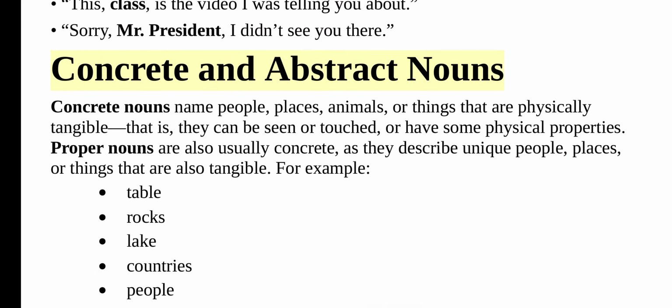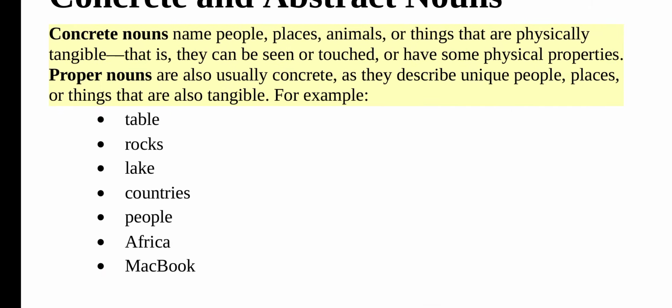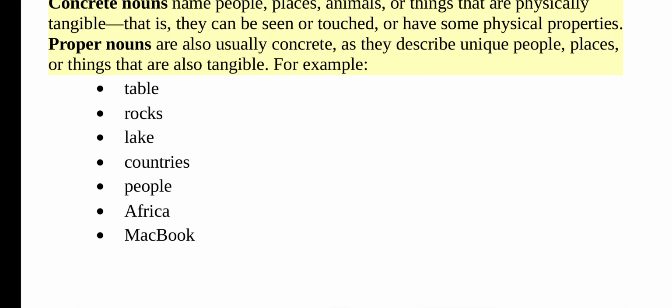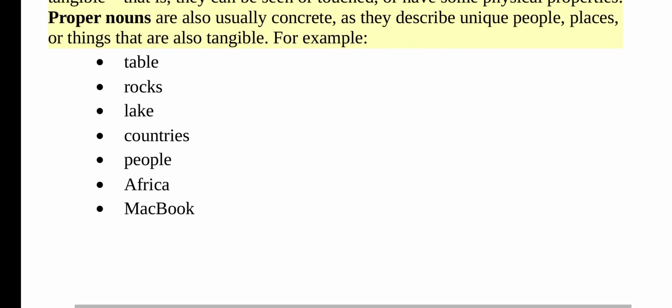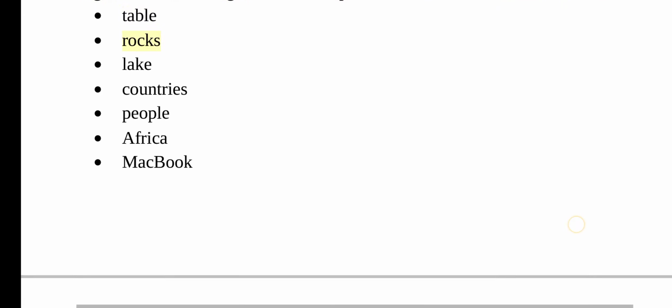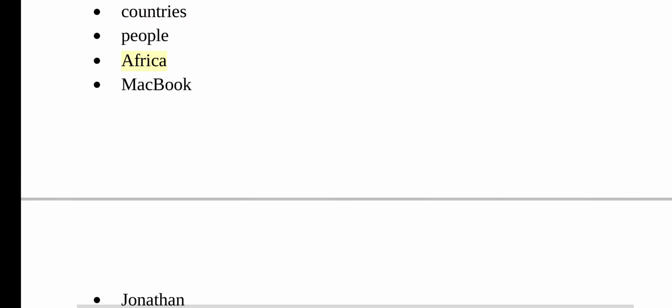Concrete and abstract nouns. Concrete nouns name people, places, animals, or things that are physically tangible. That is, they can be seen or touched, or have some physical properties. Proper nouns are also usually concrete, as they describe unique people, places, or things that are also tangible. For example, table, rocks, lake, countries, people, Africa, MacBook.